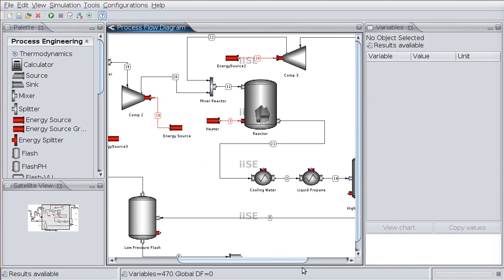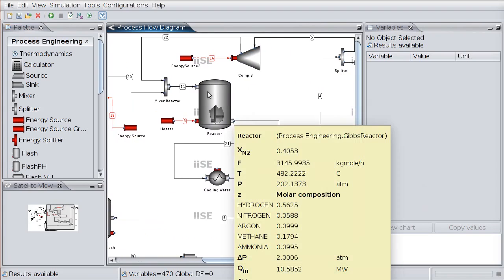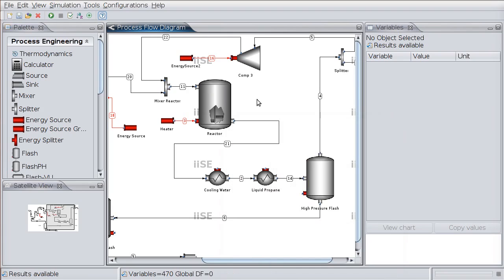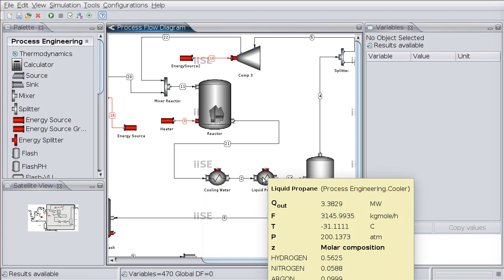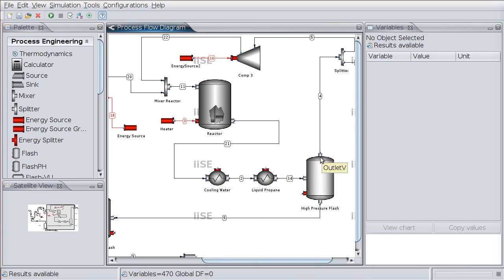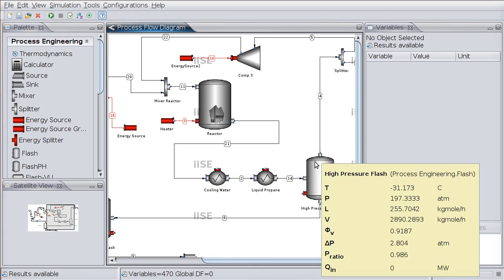We are assuming the reactor is big enough to reach equilibrium. Then we are using a Gibbs reactor. Then the products need to be cooled, first with cooling water and then liquid propane to get a stream with -30 degrees Celsius. Then we go to the first stage of separation using a flash.